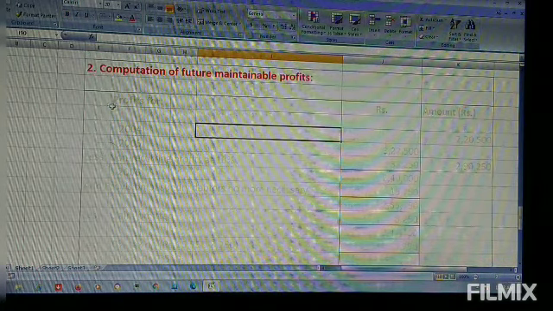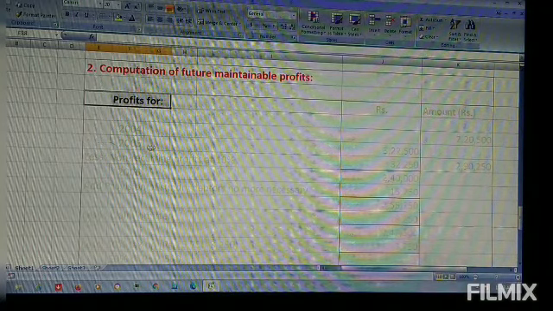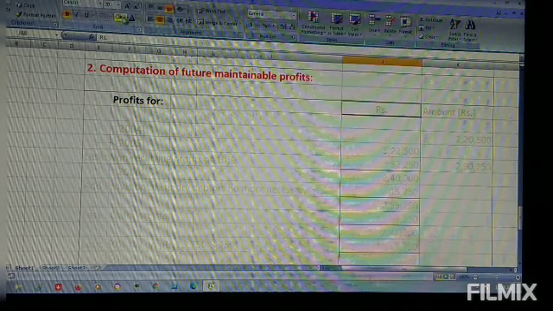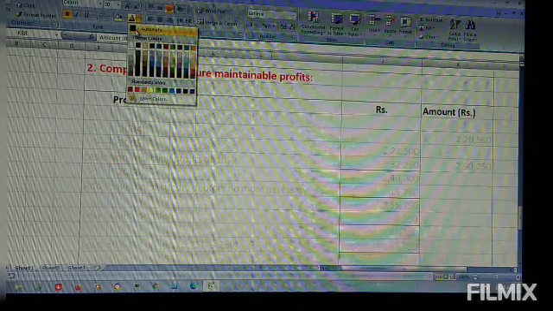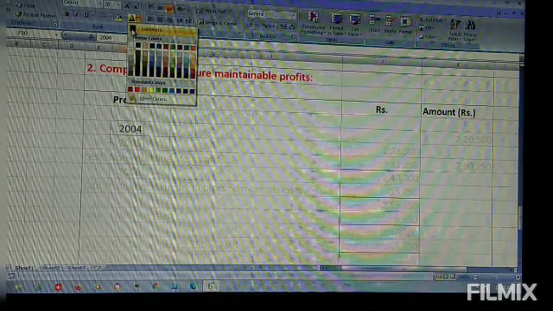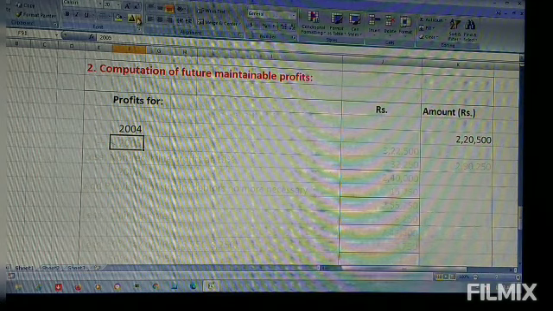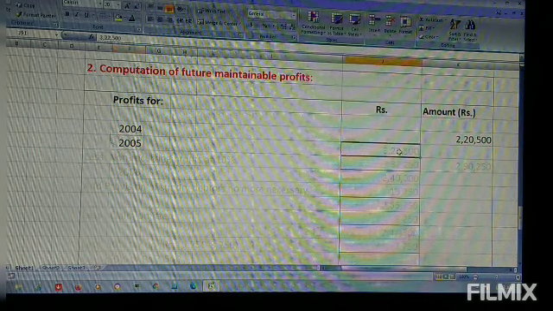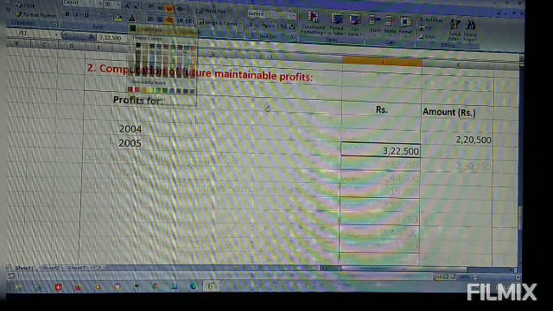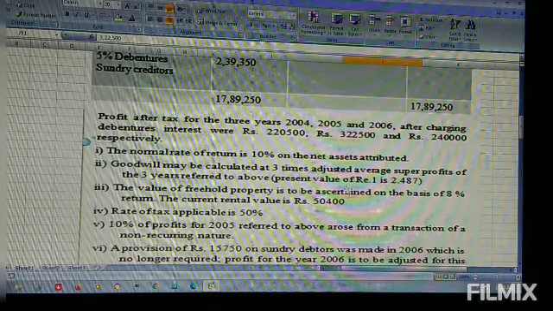Now we take the profit for all three years. Here we will write rupees, and here the amount, for 2004. What is the profit given in the problem? For 2004, 2,20,500 is given in the problem. And for 2005, what is the profit given? It is 3,22,500. First, here 3,22,500 is given.